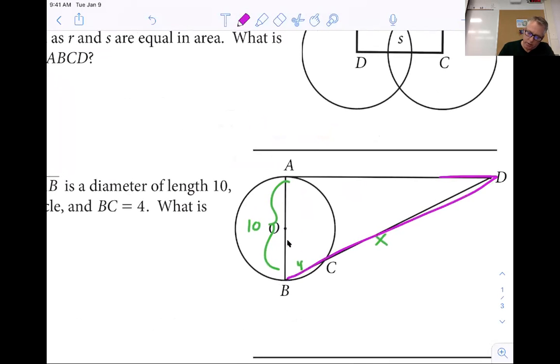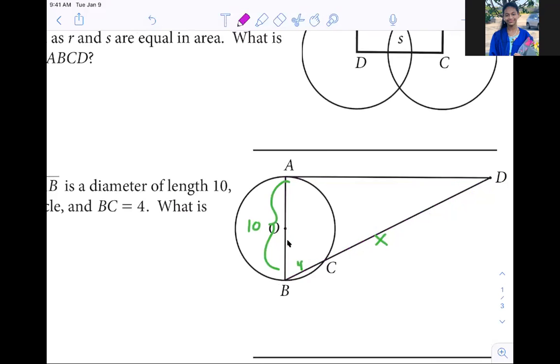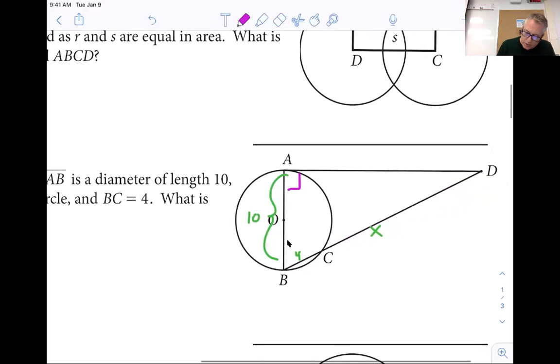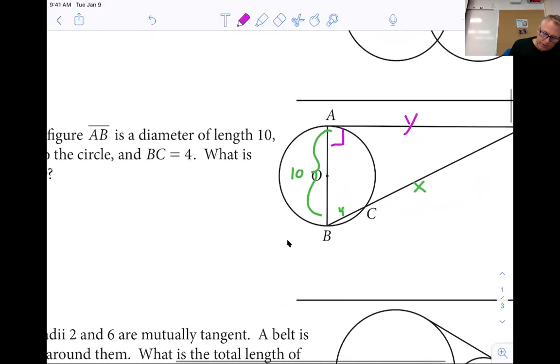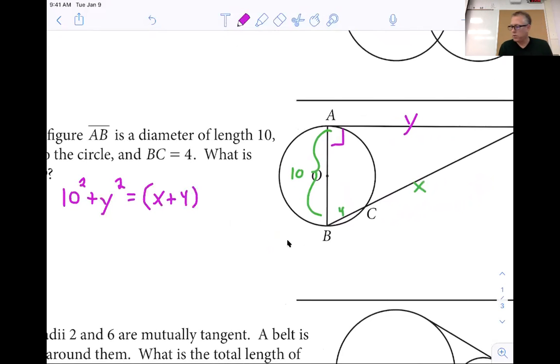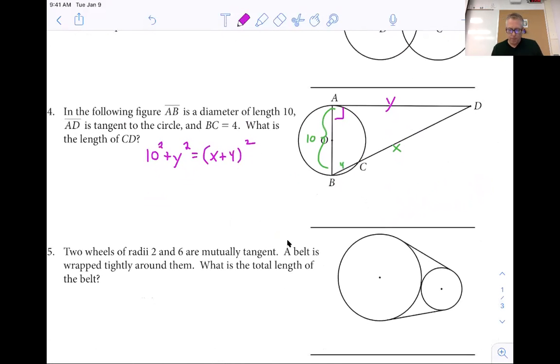What do we know about this triangle here? It's a right triangle. Perfect. Got to be a right triangle, right? Because what we talked about before, that at the point of tangency, the tangent line is perpendicular to the radius. All right. But we don't know this, and that kind of threw me for a loop at the beginning, because my sides, I have 10 squared plus y squared is equal to x plus 4 squared. All right, makes sense so far?